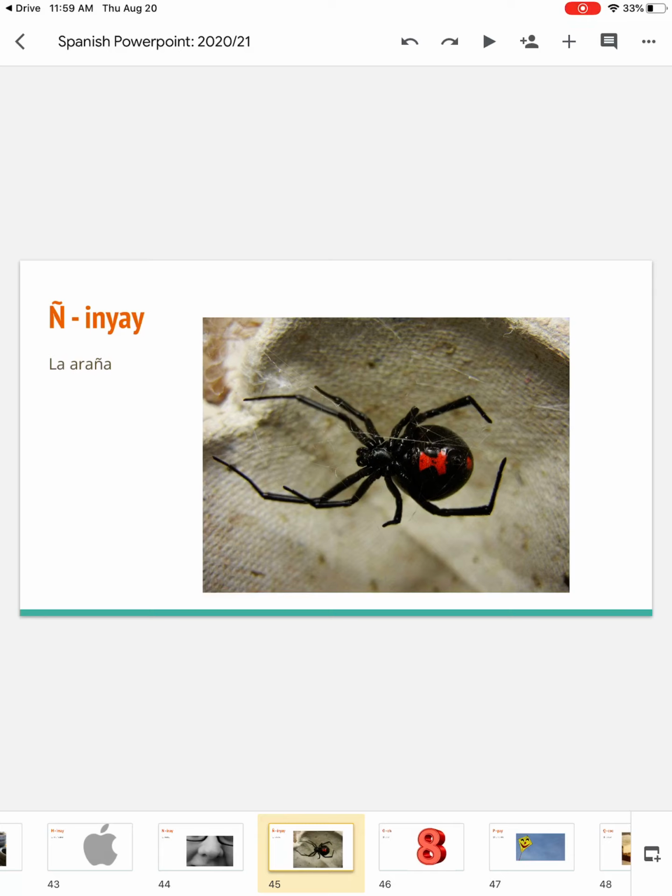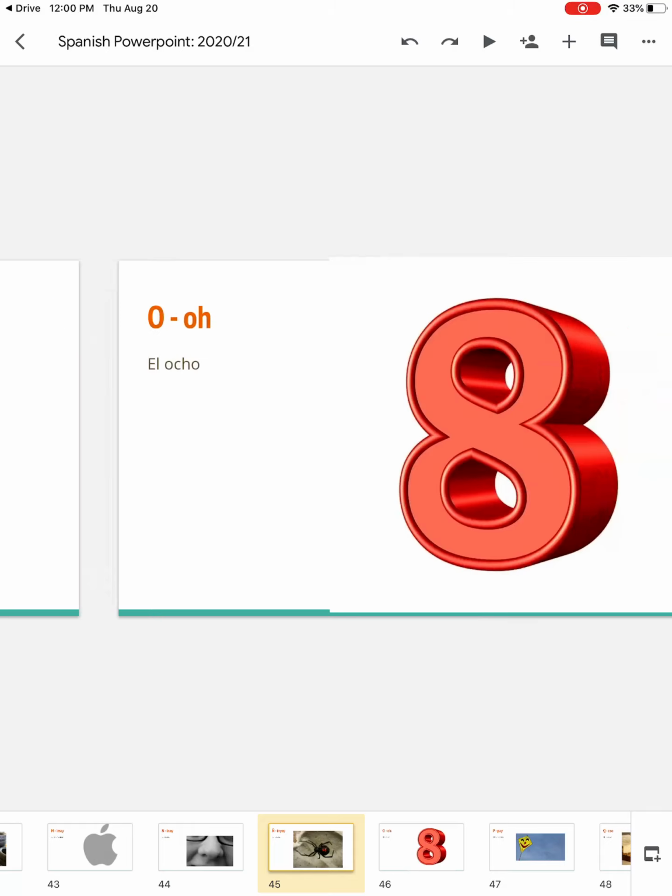So hopefully this picture of a black widow doesn't scare anyone, but the word for spider in Spanish is la araña. La araña. Okay, I'm going to go on to the next slide so I can stop looking at this spider.